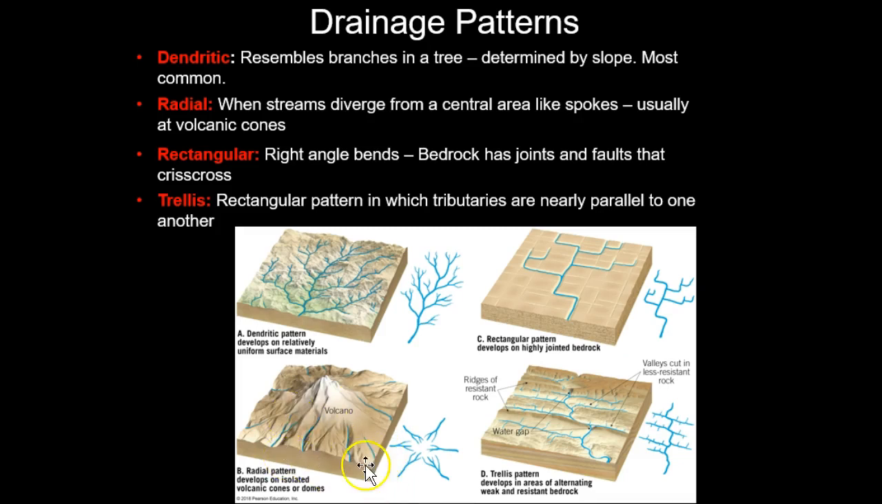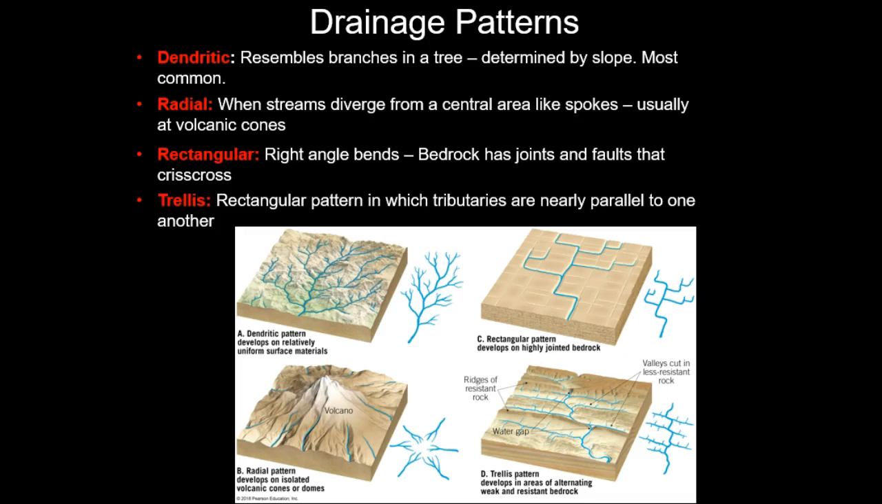The radial pattern that you're seeing here on the bottom left of the slide happens as the streams diverge from some sort of central area, like spokes on a bike wheel. It typically develops on isolated volcanic cones, like cinder cones or stratovolcanoes, and it also happens when you have uplifts by salt domes, which we haven't looked at, but you can think of a large dome that has been moving upwards at depth, and so it uplifts the surface, making some sort of circular pattern.